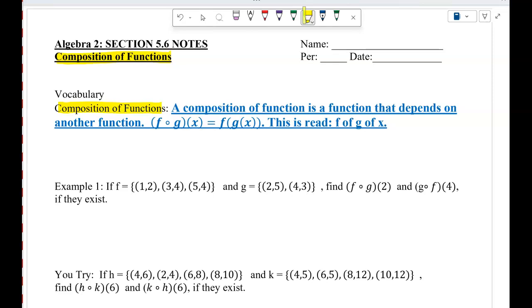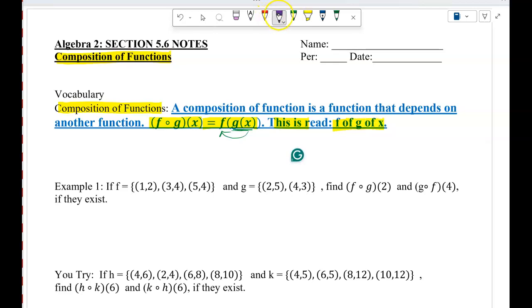What is a composition of functions? A composition of functions is a function that depends on another. Now, this is the notation. Can you see this bubble right here? This is f of g of x. By definition, it equals f, parentheses, g of x, okay? If you see the bubble, it means we are going to plug g of x into f of x. So this is f of g of x.